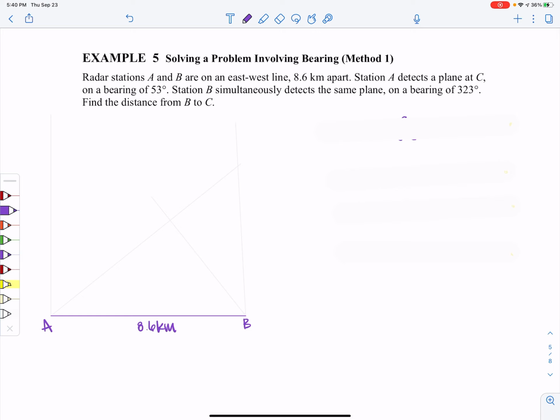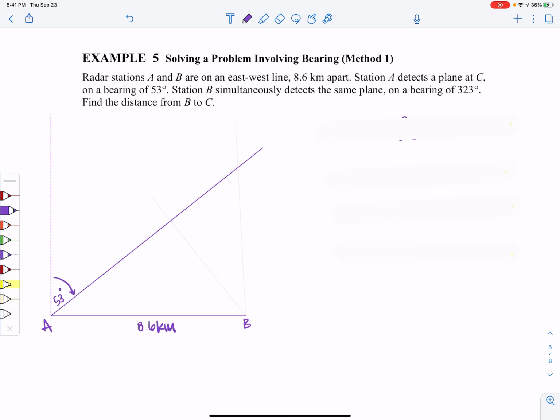Station A sees a plane at some point C. Now, at what bearing is that? It says that it's at bearing 53 degrees. So the first thing we have to do is establish the north line. And from the north line, we're going to go 53 degrees clockwise. All right, so 53 degrees clockwise from north. The radar station A detected that airplane.